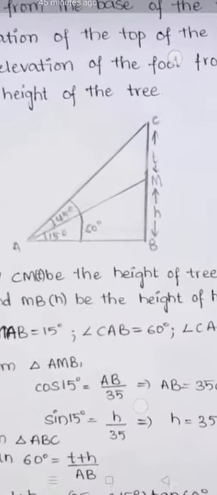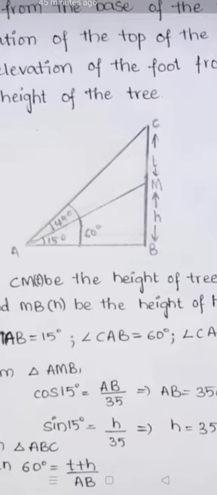The angle of elevation of the top of the tree is given as 60 degrees. If the angle of elevation of the foot of the tree from capital A is given as 15 degrees, now we have to find the height of the tree. This situation is explained clearly by this diagram.